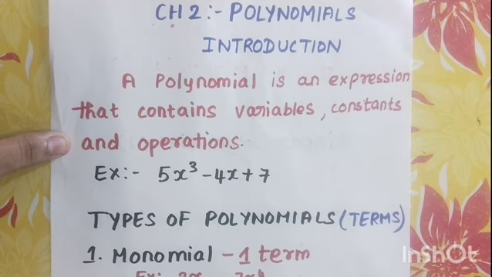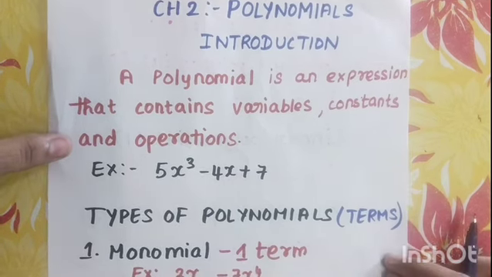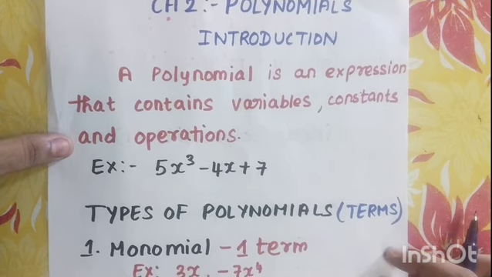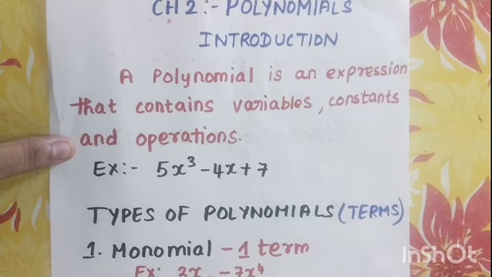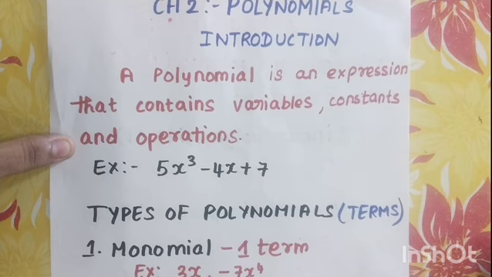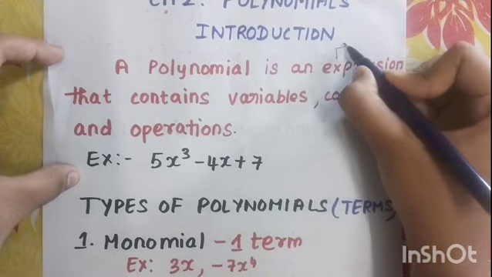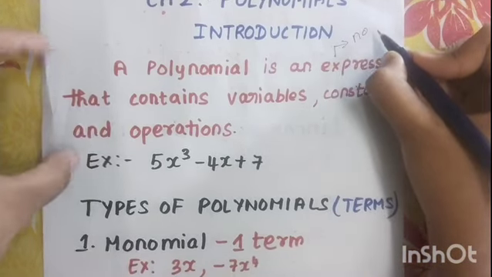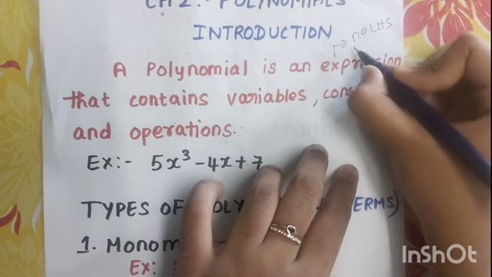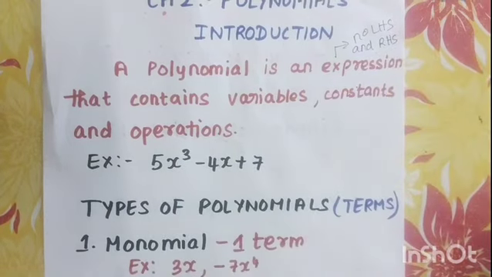A polynomial is an expression that contains variables, constants and operations. So here they have given you an example, 5x cube minus 4x plus 7. So it is a polynomial. First, why is it called an expression? Because it does not have any equal to sign, right? So there is no LHS and RHS. So I can say that it is an expression.